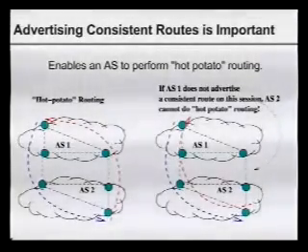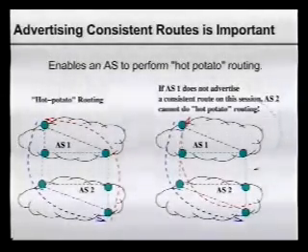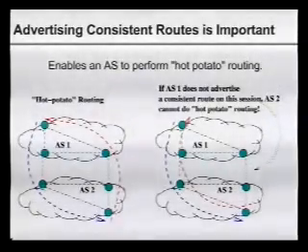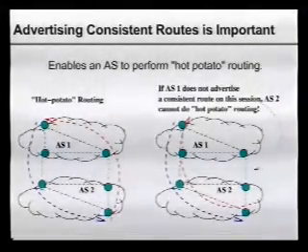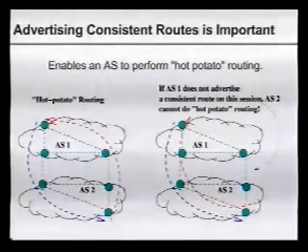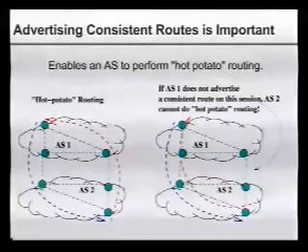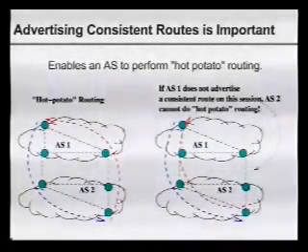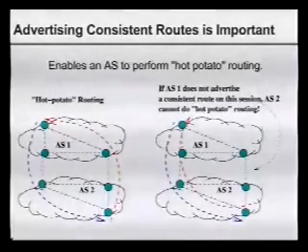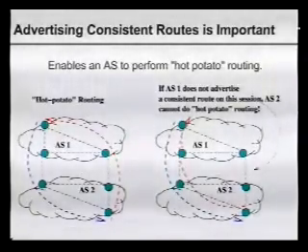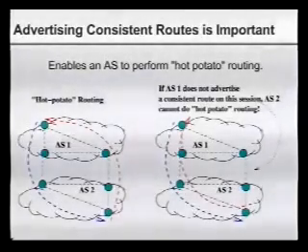If, on the other hand, a neighboring AS does not advertise these consistent routes, as I've shown on the right side of this graph, then it makes it a little tougher to do hot potato routing. For example, if AS1 sent a route on that peering session on the right with a longer AS path length, then AS2 is going to have a harder time actually implementing hot potato routing. It restricts the flexibility that you have in your policy in setting exit points.